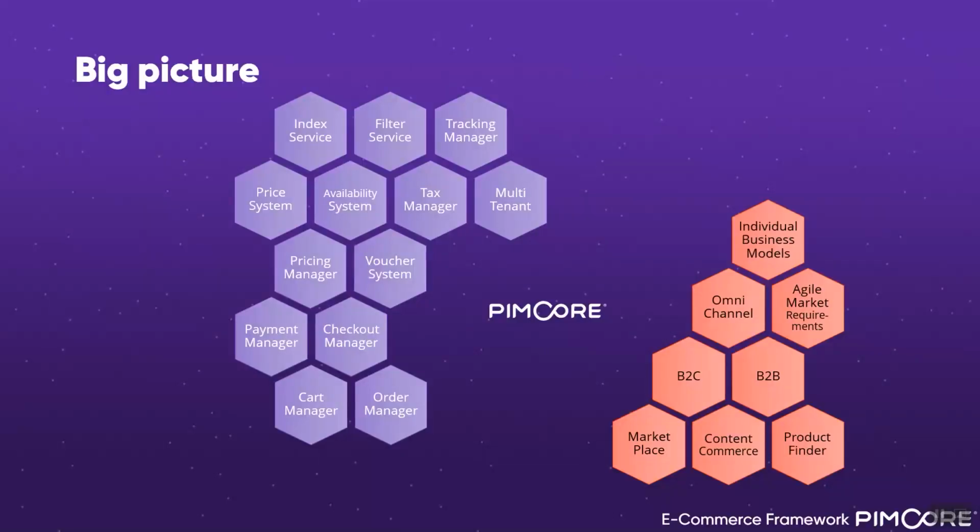The big picture of the system is that there are several modules like index service, filter service, tracking manager, price and availability systems, tax manager, multi-tenant functionalities, pricing manager, voucher systems, and so on. With these modules, you can build solutions with Pimcore to provide e-commerce use cases like individual omnichannel use cases, B2C use cases, B2B use cases, marketplace use cases, content commerce functionality, product finders, and so on. So actually there are no limits to what you can create with the e-commerce framework and Pimcore.